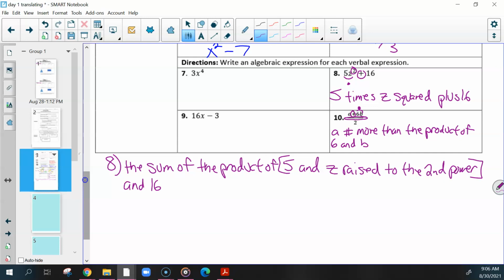A number more than, you're adding the product of 6 and B. Okay, so we know what two things we're adding. You know what two things we're multiplying. Now, if I just say divided by 2, if I read it, a number more than the product of 6 and B divided by 2, that makes it seem like just 6B is being divided by 2. Parentheses. You would have to use one of your parentheses phrases, like quotient of.